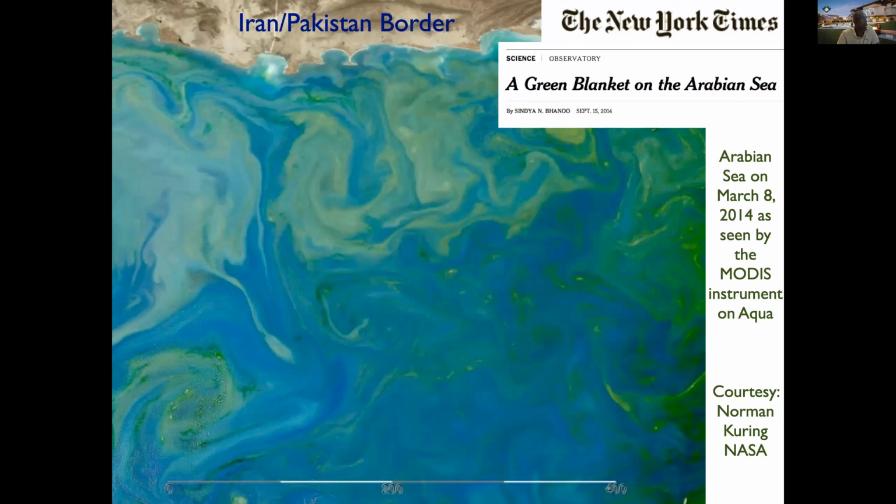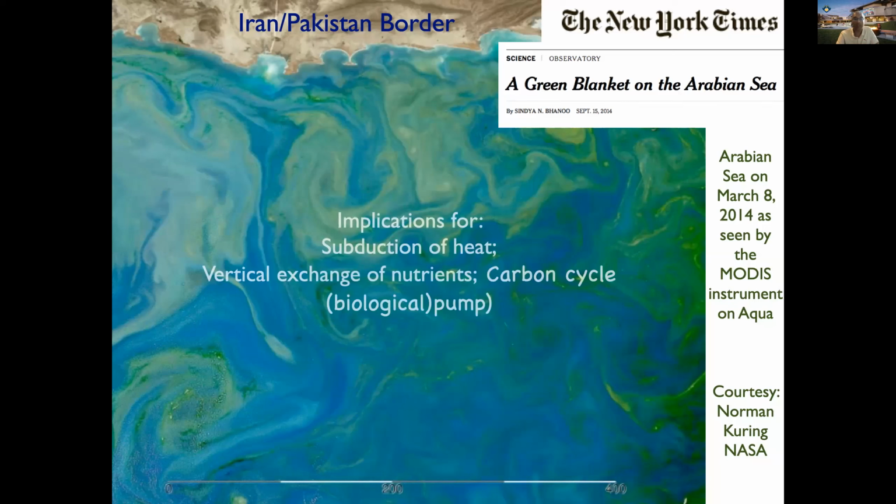So here is a green blanket on the Arabian Sea that you see from a New York Times article, but essentially what it's showing you are larger scale eddies, mesoscale eddies, which are stirring the chlorophyll that we can see from the satellites. But what you also see are many smaller scales embedded in between. The mesoscale eddies are stirring these filaments into ever thinner fronts and filaments, which have important implications. This dynamics has important implications for subduction of heat, for vertical exchange of nutrients, for carbon cycle and biological pump.